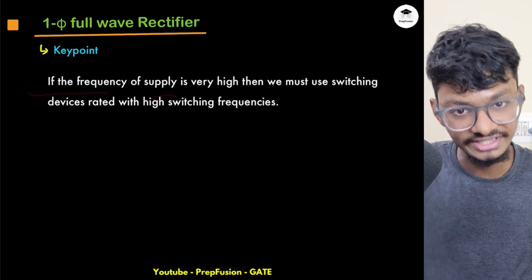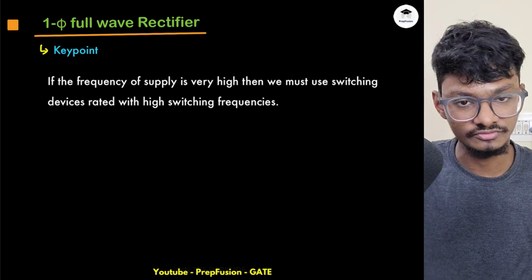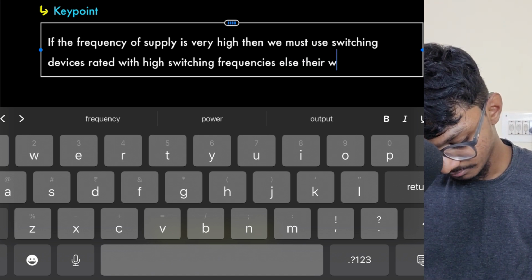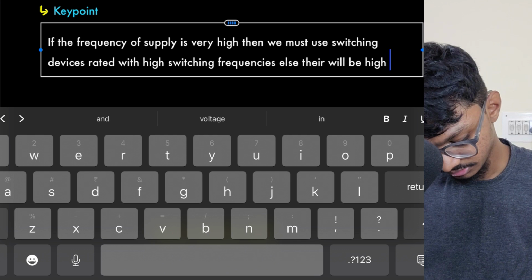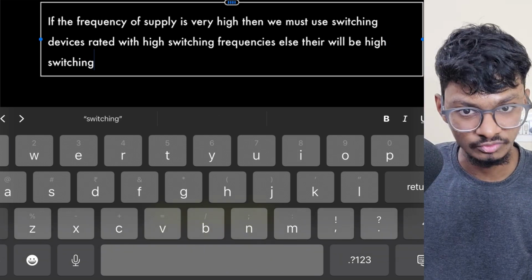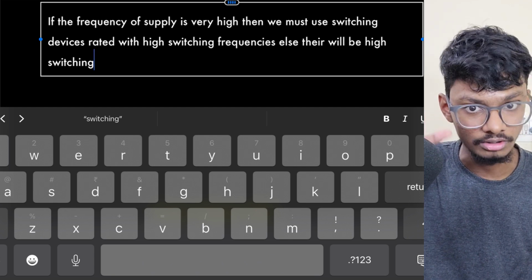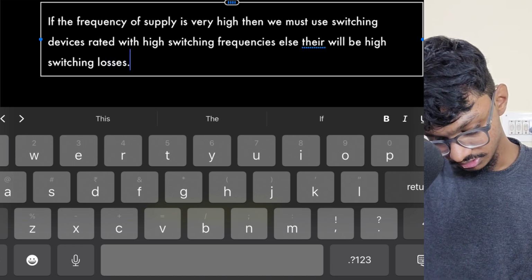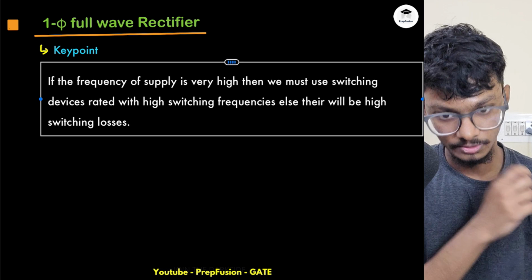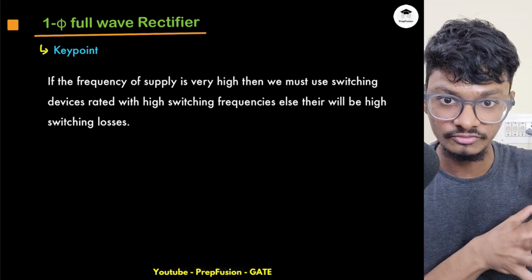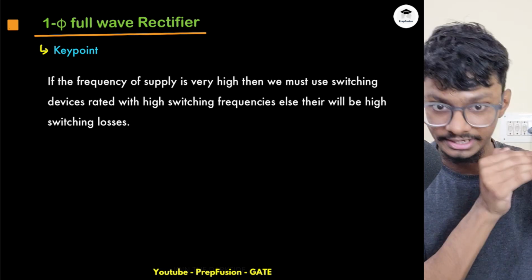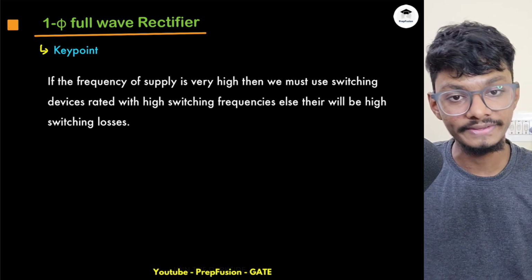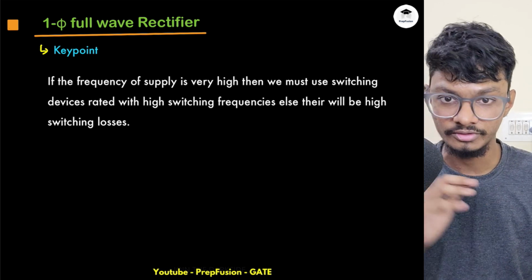That is the basic conclusion for switches. If the frequency of the supply is very high, then we must use switching devices rated for high switching frequency. Else there will be high switching losses, and I'm not getting my desired average voltage. Where did the average voltage go? It went into the switch, so high switching losses will occur in the switches. If my supply is of high frequency and the switches I'm using are rated for low frequency, that will be very bad for the working of the device. There will be huge losses.